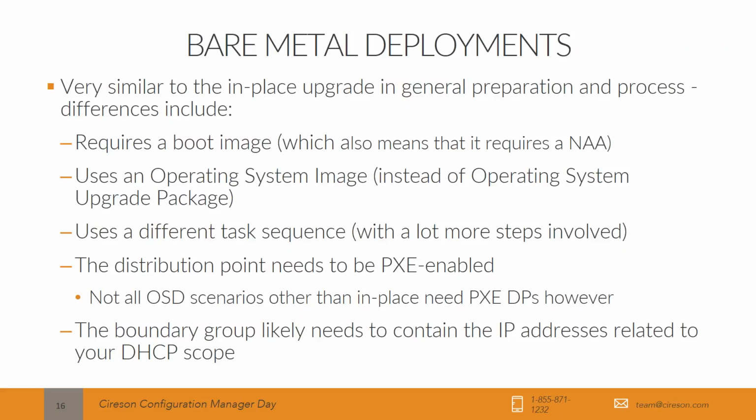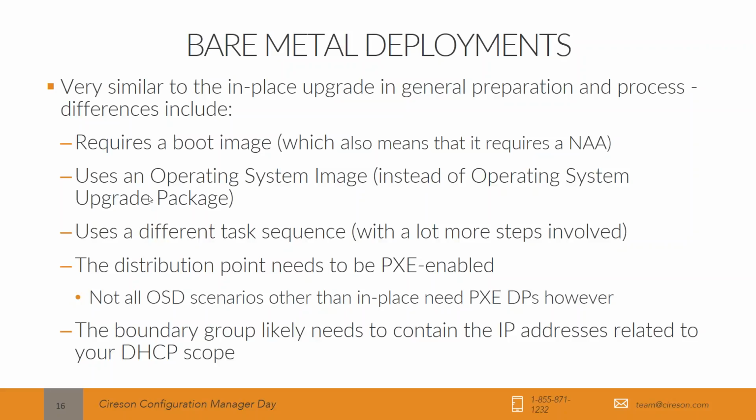The overall process and preparation is very, very similar for the bare metal deployment as it is for the upgrade scenario. Now, some of the differences include that bare metal deployments, or all the other scenarios outside of the in-place upgrade, are really going to require a boot image. And because it requires a boot image, it also means you're going to need a network access account. I'll show you those in the demo coming up momentarily. So you're going to have a boot image to boot this bare metal client, and it's going to need a network access account to gain access to your distribution point.